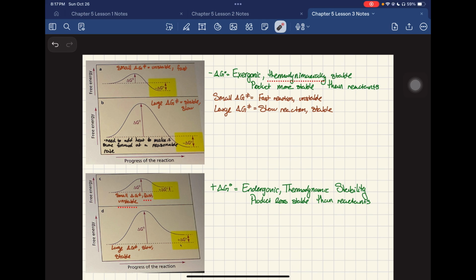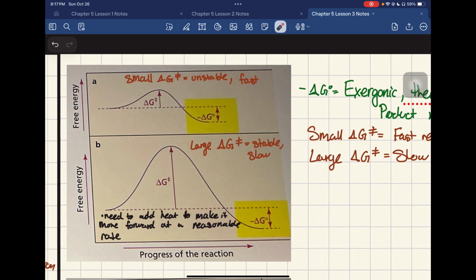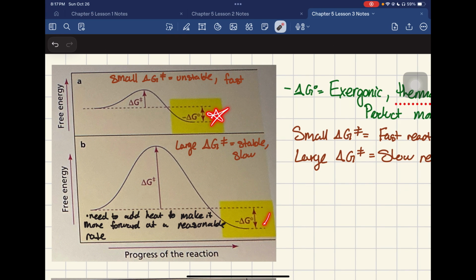Okay, so right here, negative delta G is exergonic, right? Thermodynamically stable. Products are more stable than the reactants. A small delta G plus means there's a fast reaction and it is unstable, and a large delta G plus means it's a slow reaction and it is stable. So right here we have an example of exergonic, and there's one with a small delta G plus and one with a large delta G plus. So we need to add heat to make it move forward at a reasonable rate.